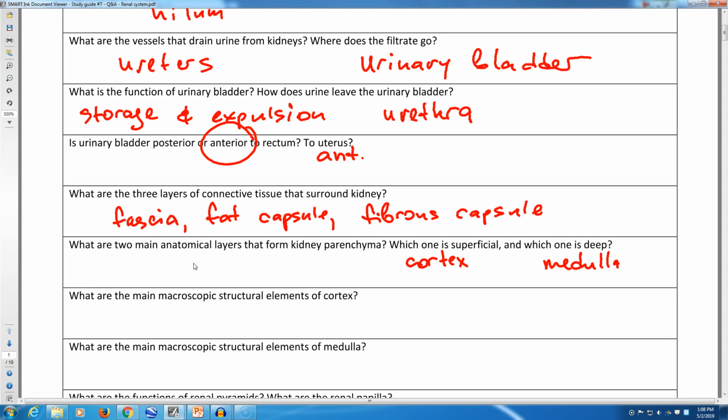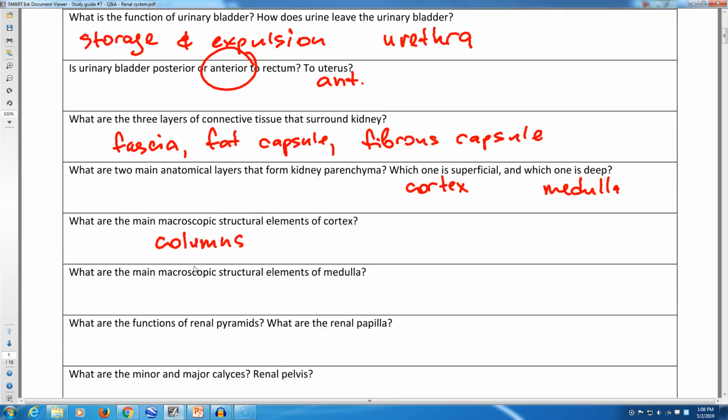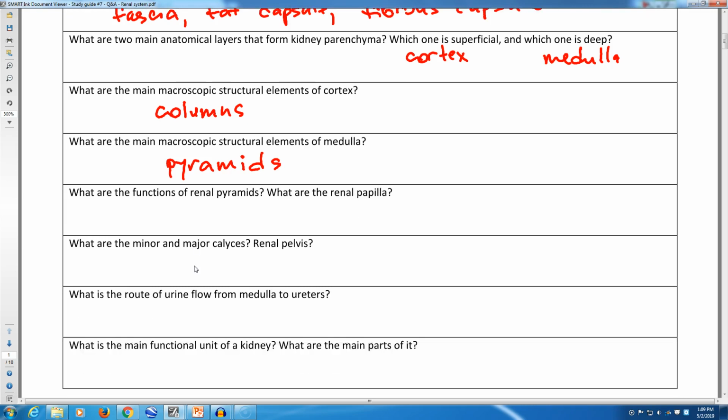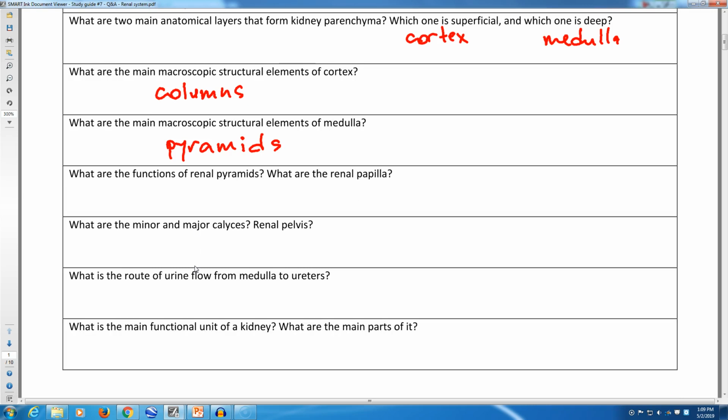Macroscopic structure elements of the cortex are renal columns; in the medulla, renal pyramids. Functions of the renal pyramids: produce urine, concentrated urine. Renal papilla, ends of the pyramids. Minor and major calyces, renal pelvis. I'm not going to write the explanations.